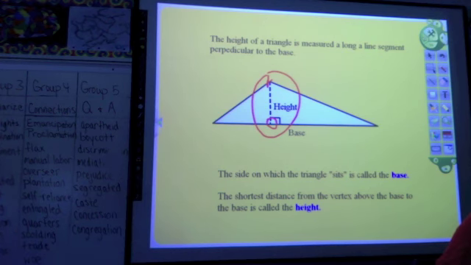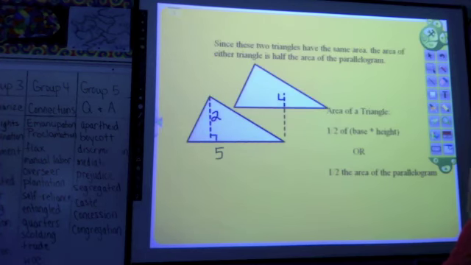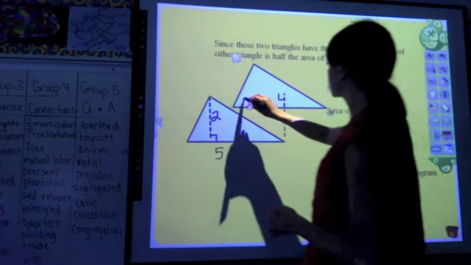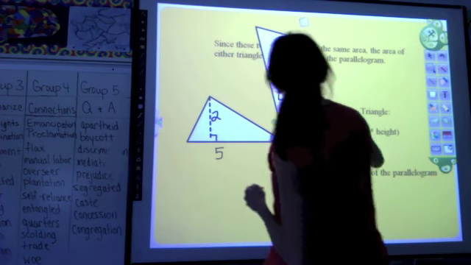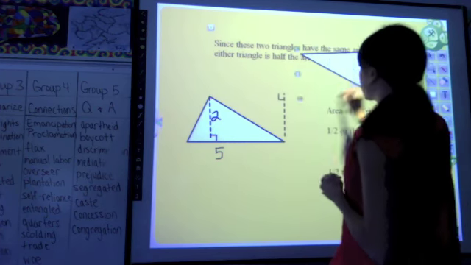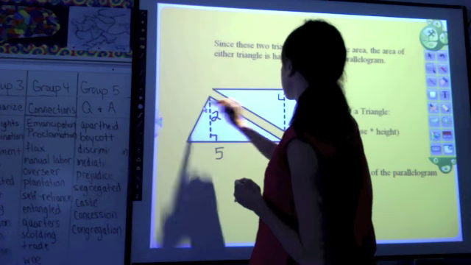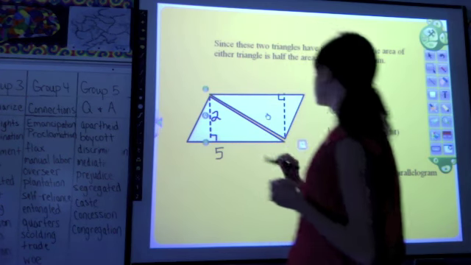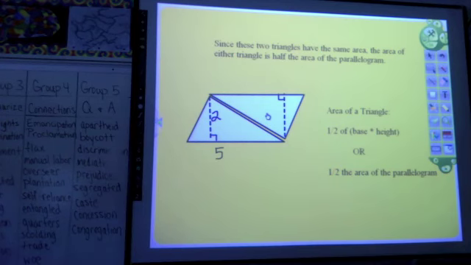Let's go back to our next slide. Now we're going to take a look at how to find the area of a triangle. Okay, here I have two triangles, and actually this got moved around, so I'm going to flip this around to make a parallelogram. All right, there we go. As you can see here, I have two identical triangles, and when I put these two triangles together, I can make a parallelogram.